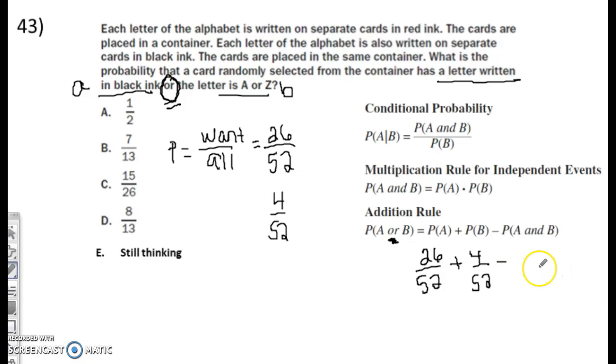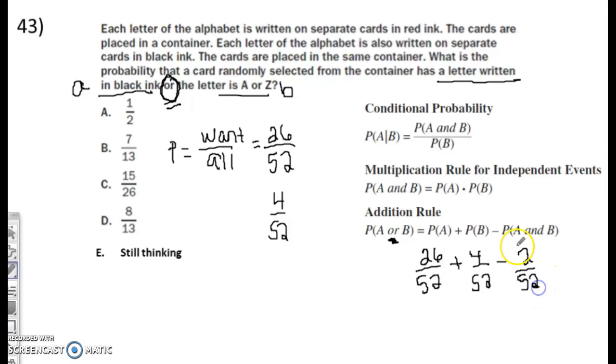And then the probability that they're both. So we want it to be black and an A, or black and a Z. So there's two of those that are both. There's an A and a Z that's also black. So we want to subtract off those two that are both of them.